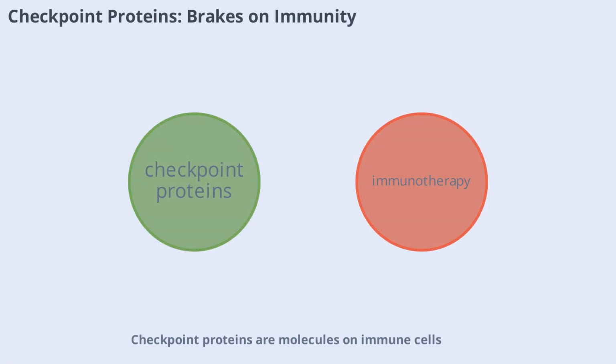Checkpoint proteins are molecules on immune cells that act as brakes to prevent overactivation. Tumors can exploit these checkpoints, such as PD-1 and CTLA-4, to turn off immune responses against them. Checkpoint inhibitors are drugs that block these proteins, releasing the brakes and allowing the immune system to attack cancer cells more effectively. This approach has revolutionized cancer treatment in recent years.